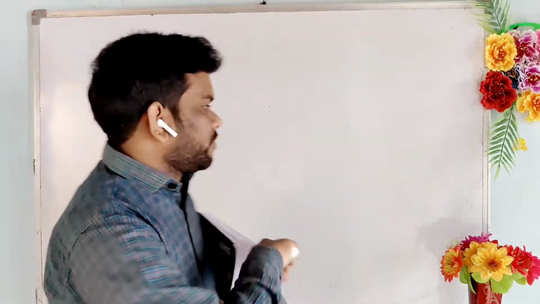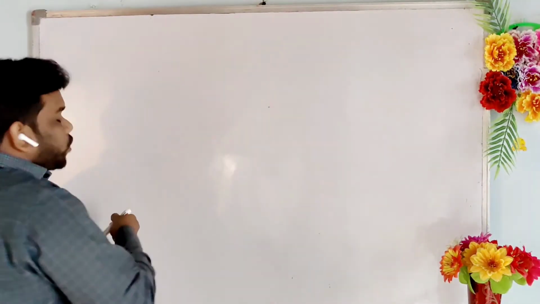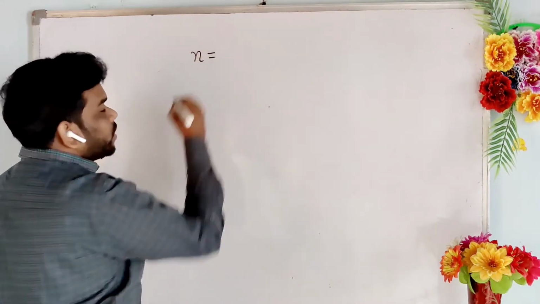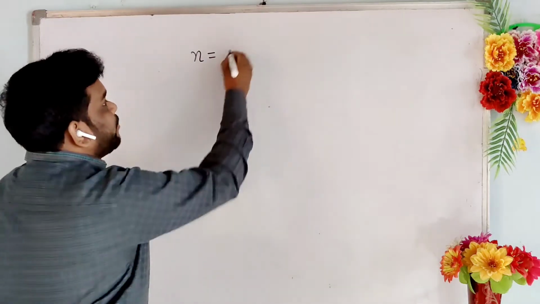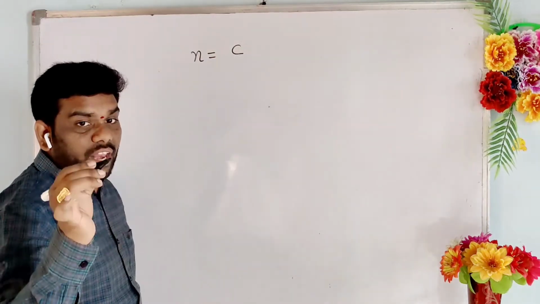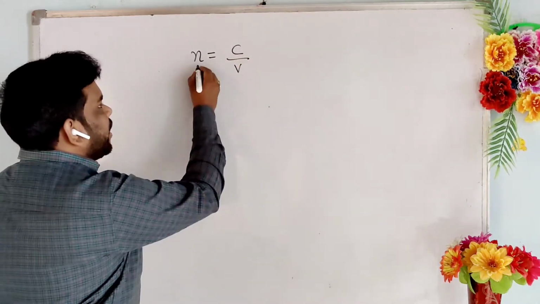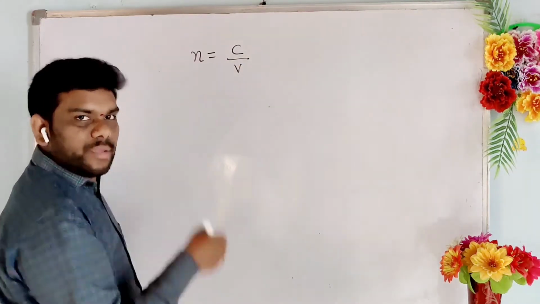Now we will discuss refractive index briefly. Yes, let us start. So, what is the refractive index? Refractive index is denoted by symbol N, speed of light in vacuum is symbol C, and speed of light in medium is symbol V. So finally, refractive index is equal to C by V.